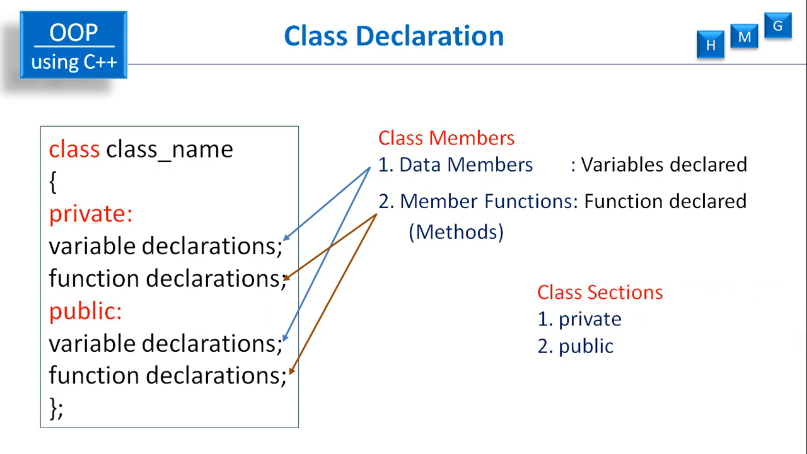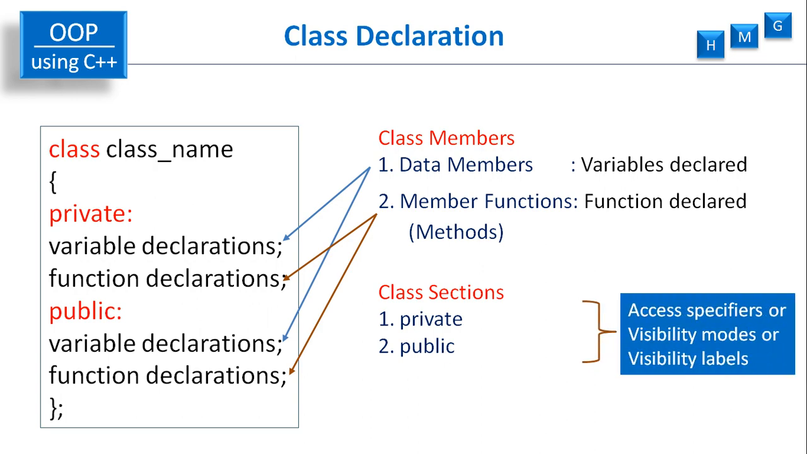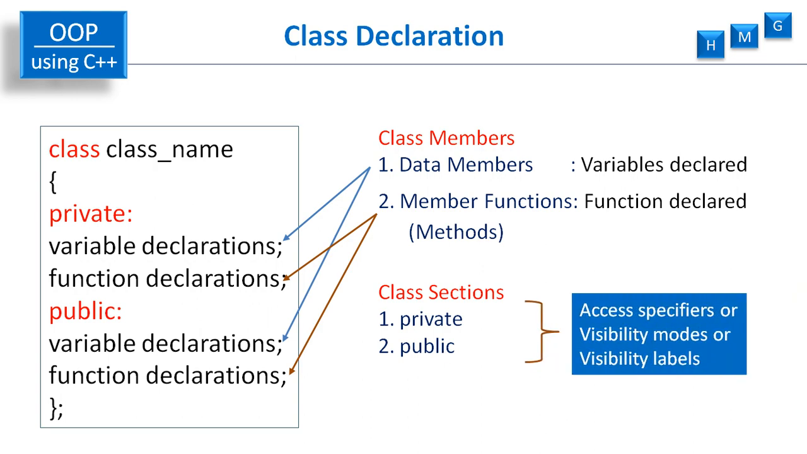Apart from this, there are two sections in the class, just as we have learned in the previous slide, that is the private section and public section. This private section is indicated by a private keyword and the public section is indicated by a public keyword. These private and public are known as access specifiers or visibility modes or visibility labels. So let us see these access specifiers or visibility modes in detail.